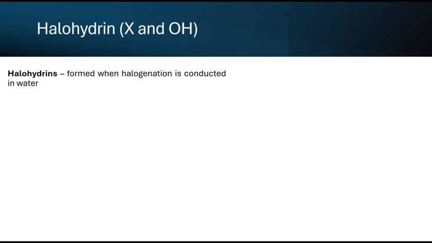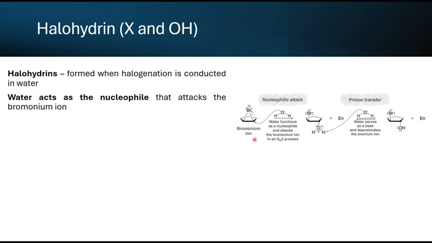Halohydrin, the addition of a halogen and OH. Halohydrins will form when halogenation is conducted in water. Water acts as a nucleophile that attacks that bromonium ion instead of bromide. Here we have the same first steps where we have the formation of the bromonium ion and the Br- was released, but now the nucleophile is water. Water attacks one of the carbons, resulting in the oxonium ion. Proton transfer releases one of the H pluses, and at the end we get a halohydrin, or a halide-containing compound that's an alcohol as well, and enantiomers if we have chiral centers.